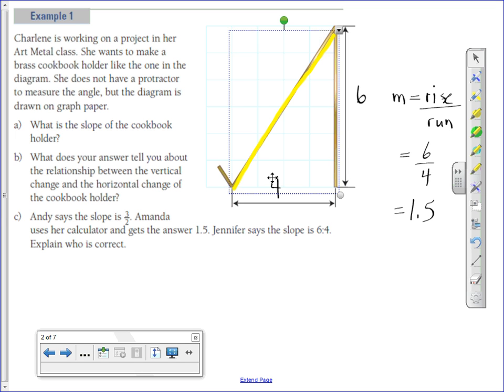You can describe the slope in a number of different ways. In this part C, you can see that one person says, well, the slope is 3 over 2. Well, that's the same as 6 over 4, which is the same as 1.5, which is what Amanda says. You can also write it as a ratio, 6 to 4. All those things mean the same thing.